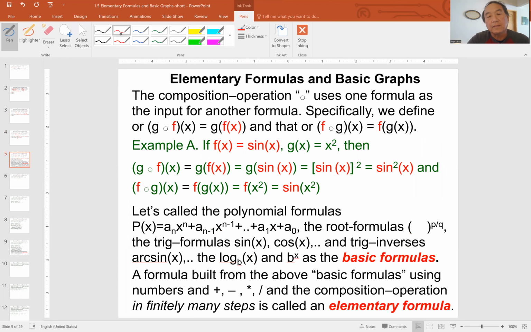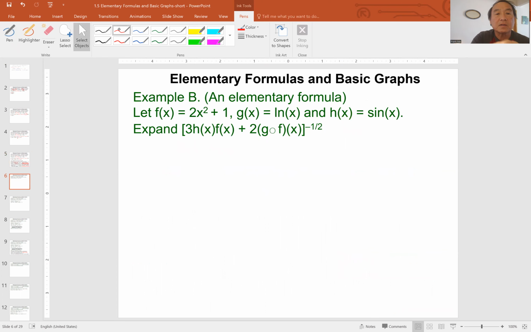If I use the composition operation and add, subtract, multiply, divide, and use these basic formulas as building blocks, and what are the basic formulas? Polynomials, trig functions, the ones that you see on the calculators, those are basic formulas. We take those, we add, subtract, multiply, and then take compositions into layers, and this class of functions we create are called elementary formulas.